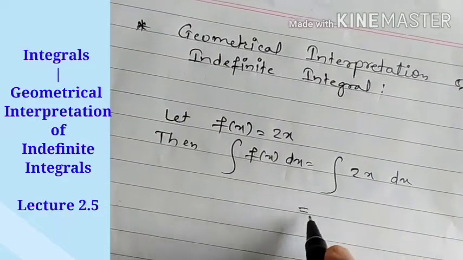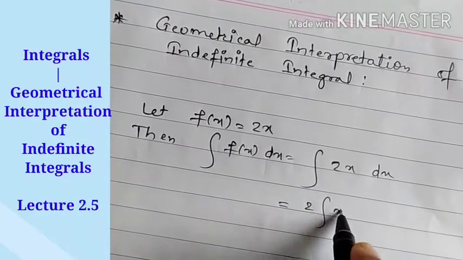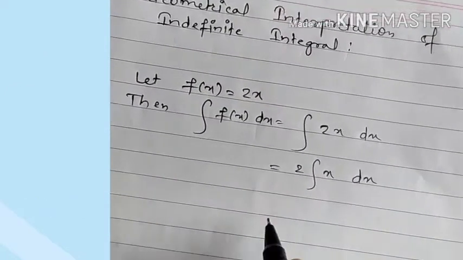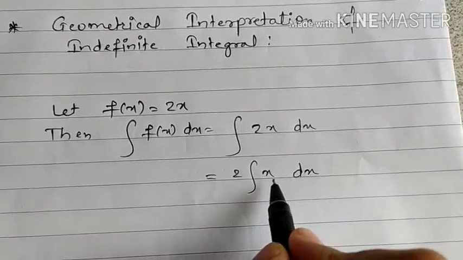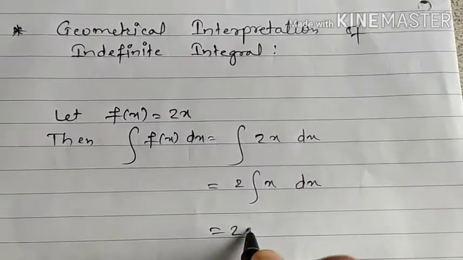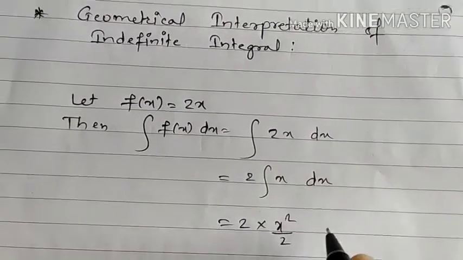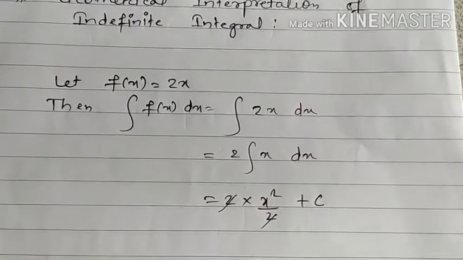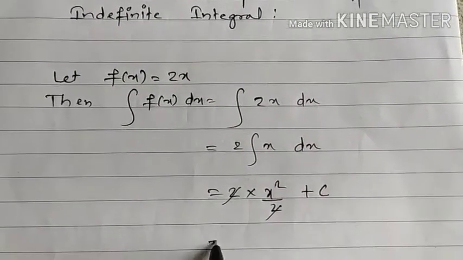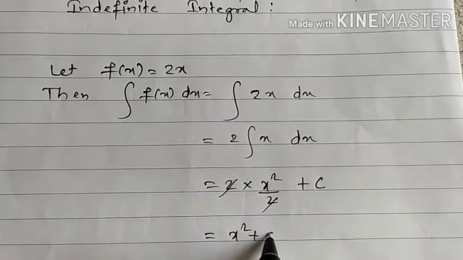What is the integration of 2x? It is 2 times the integration of x dx. What is the integration of x now? x to the power 1, so x square by 2. So 2 into x square by 2 plus c. Can we cancel this 2 and this 2? It is a non-zero number, so we can cancel it. So this is equal to x square plus c.